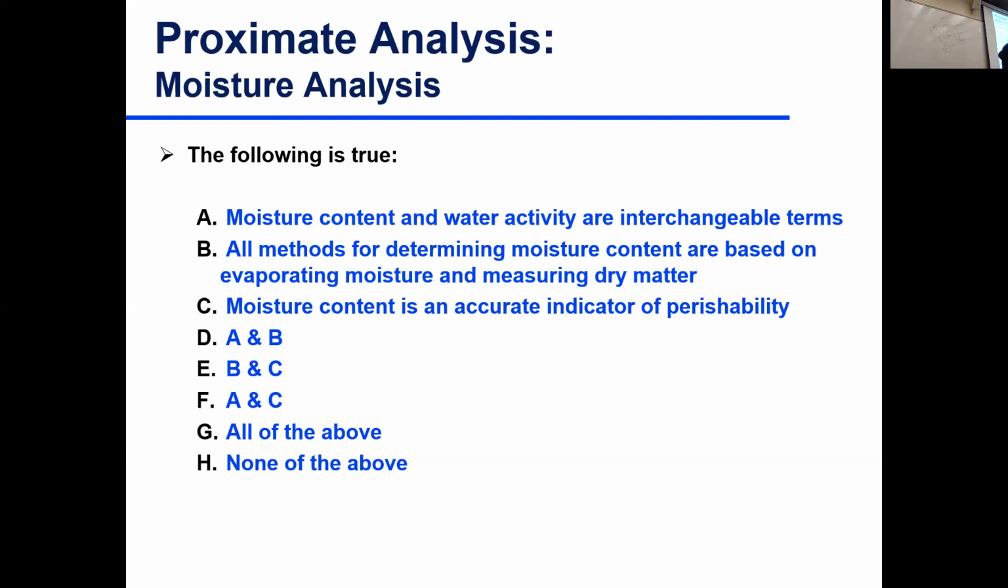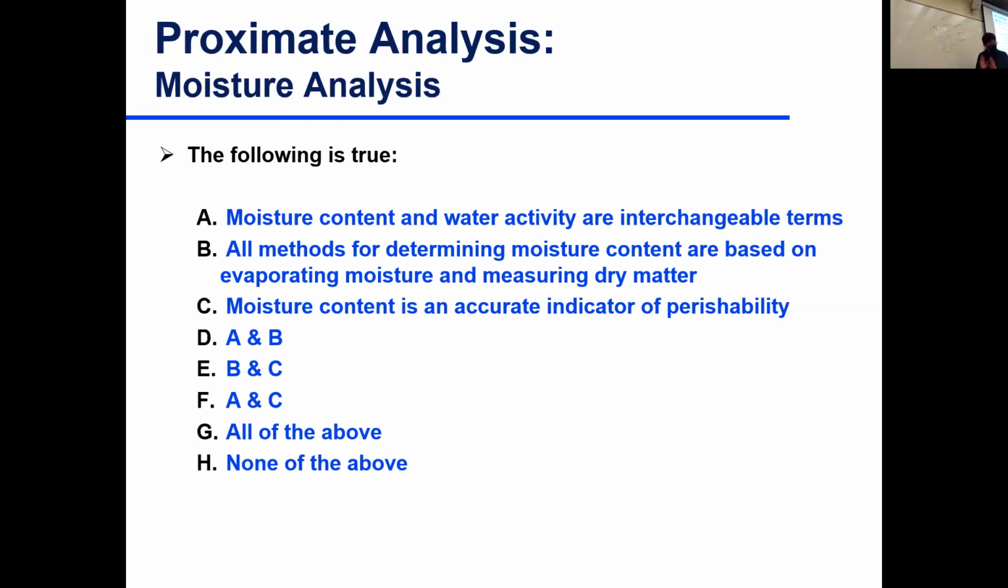So, moisture and water activity are two different terms, and they represent different things. We're going to learn about the difference between moisture content and water activity. But both measuring moisture content and measuring water activity fall under moisture analysis. But this is wrong: all methods for determining moisture content are based on evaporating moisture and measuring dry matter. No. You're going to learn a wonderful method in the lab next week called Karl Fischer. It's a chemical analysis method to measure moisture content.